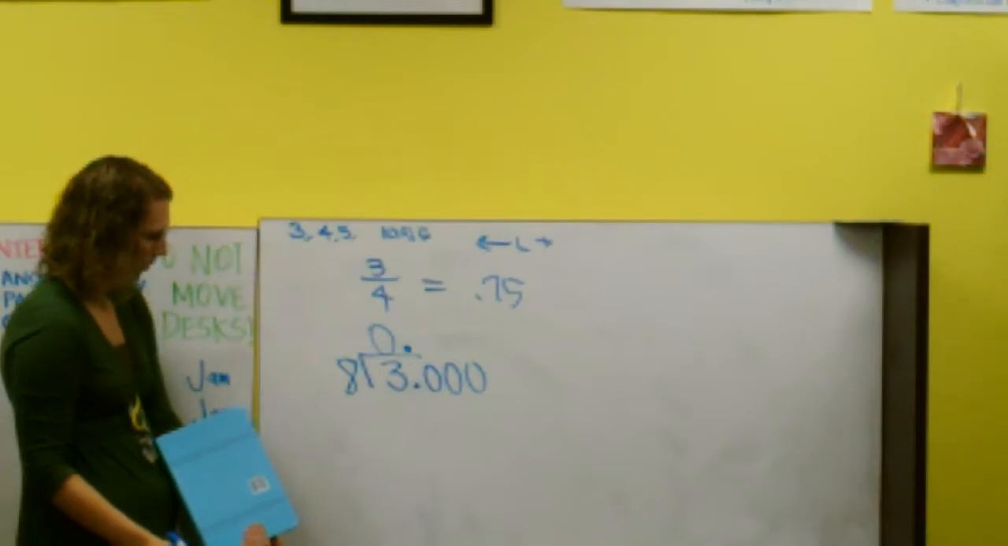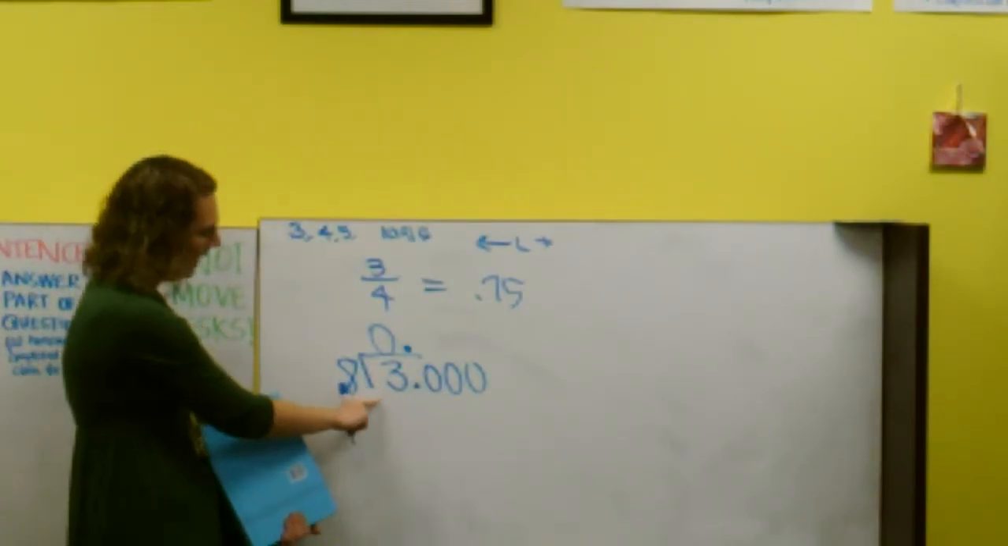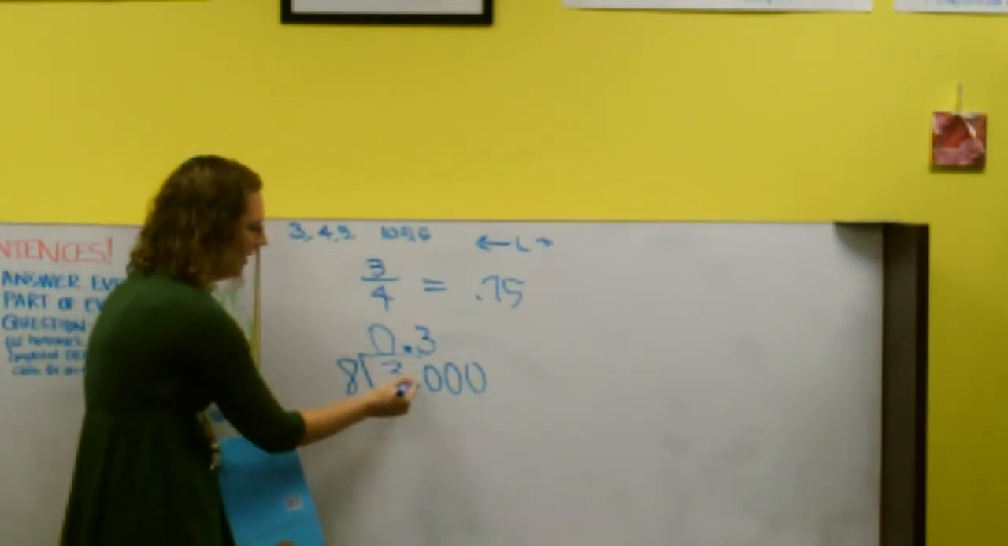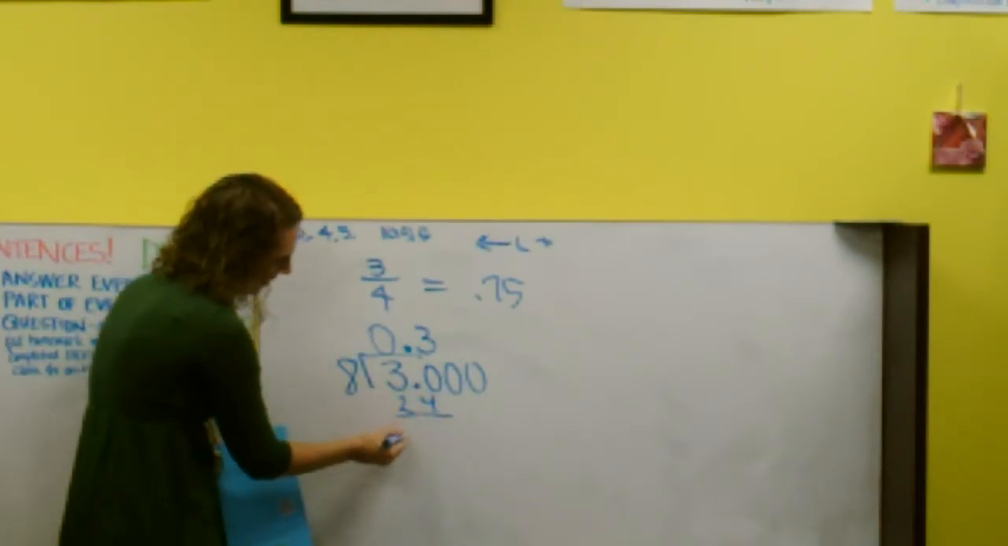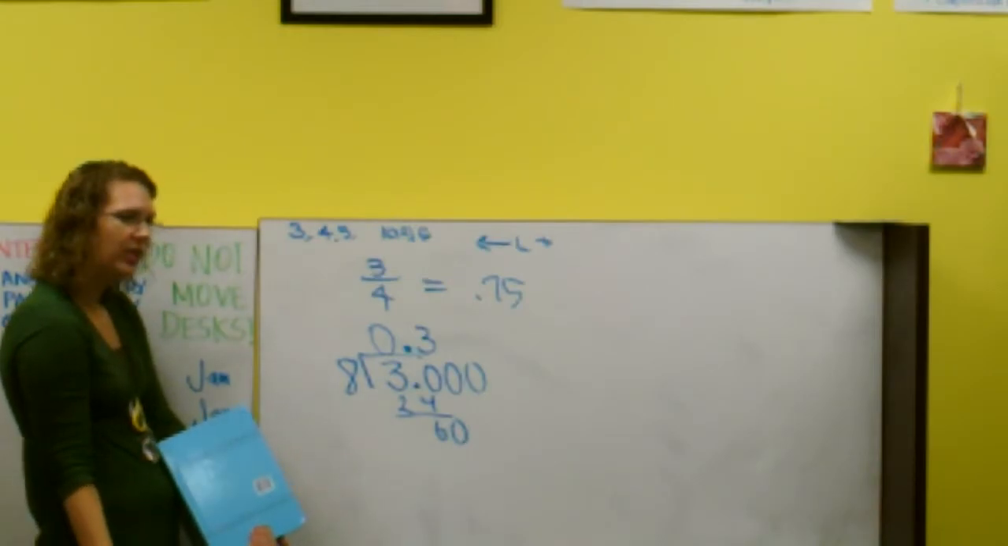So we've got 0 decimal. How many 8s are in 30? Simon, how many 8s are in 30? 3. What's 3 times 8? 24. How many are left? 6. We dropped that 0. So Portia, how many 8s are in 60?